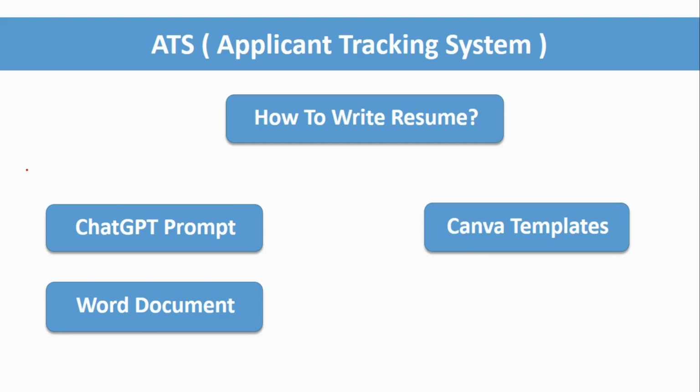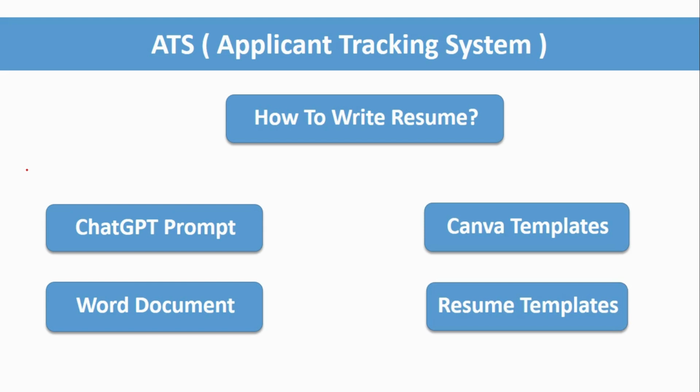There are also other AI tool websites you can use, with ready-made templates where you just modify the keywords line by line. You can use Canva templates, and I will show you how to use them. Then resume templates: there are multiple websites, and if you search resume templates on Google you will get all the details and multiple websites with ready-made templates. So these are the four points I wanted to mention, and you can use any one method to generate your resume.